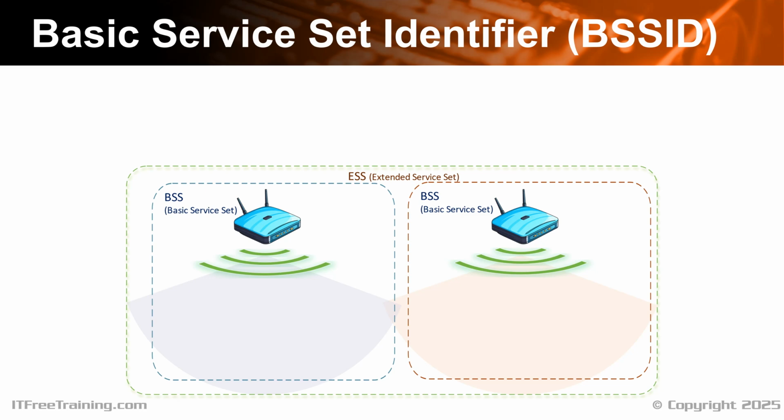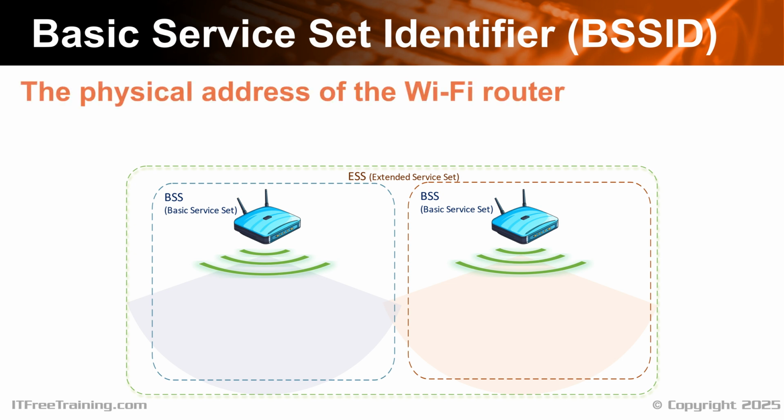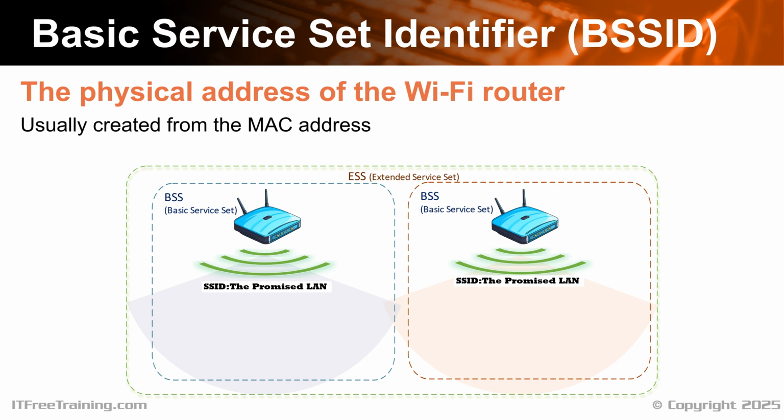SSIDs are great for users to use, but for devices to communicate with each other, a physical address is needed. The physical address is the Basic Service Set Identifier, or BSSID. The BSSID will be the physical address of the Wi-Fi router and is usually created from the MAC address. When you have two different access points that are linked together using the same SSID, a device using these access points needs a way to decide which of the two it wants to send data to. If the device moves between access points, the device may also want to swap access points to get better reception.